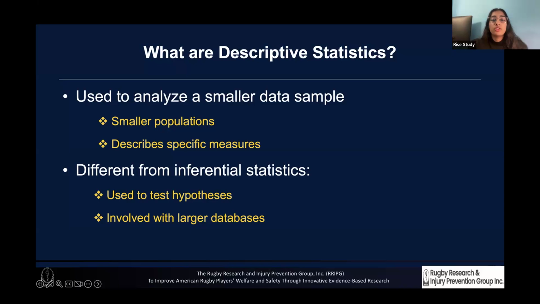Now, this is very different from inferential statistics. This is used to test hypotheses and involved with larger databases. As the name inferential suggests, it's more of trying to use statistics to get a generalization of data. And so when we're doing basic descriptive statistics, it's just more of a factual picture that we can begin to understand the data we collected.